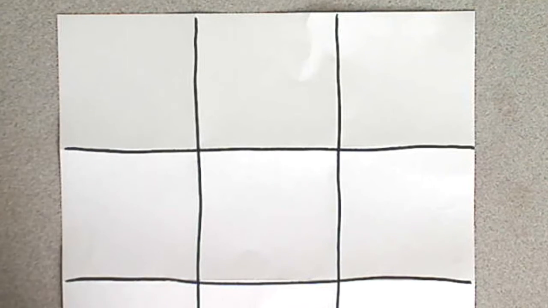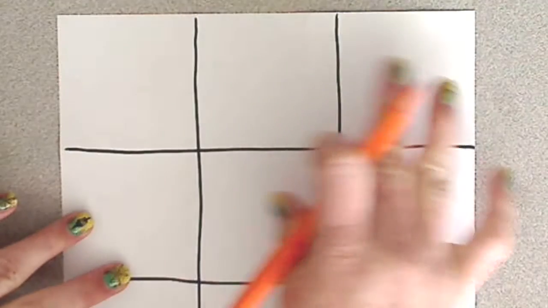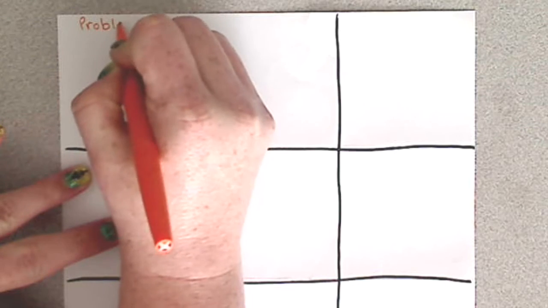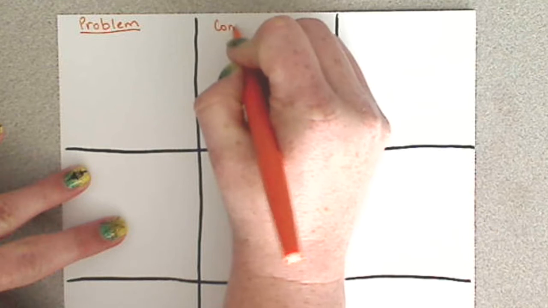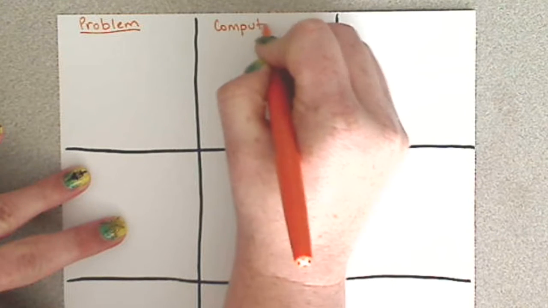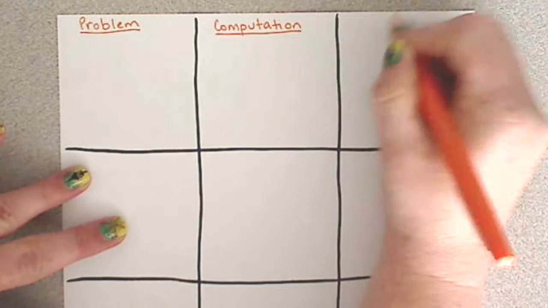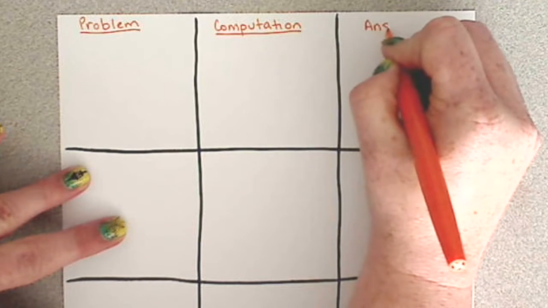All right, we're going to work with our Avid 3-column format that we've talked about in class, where the first column is simply where we list the problem that we're solving. The middle column is the computation, or where we show our work. And our last column is where we place our answer.